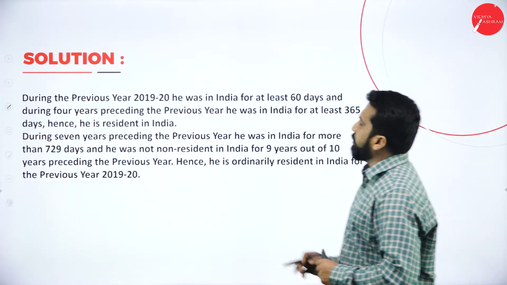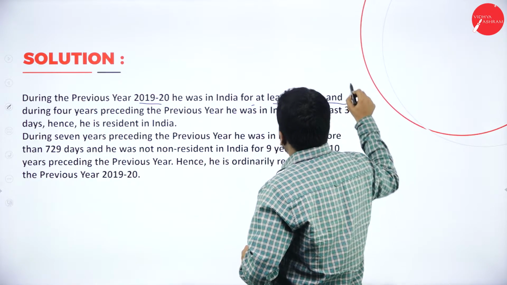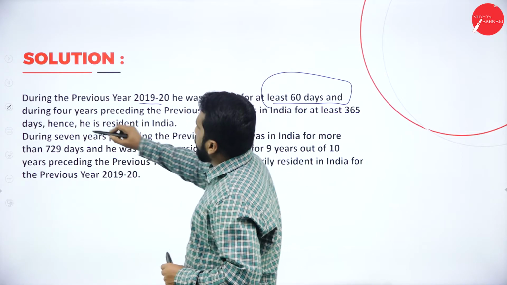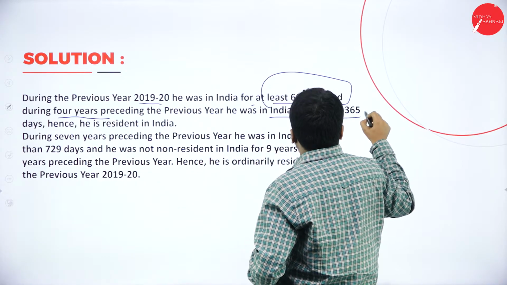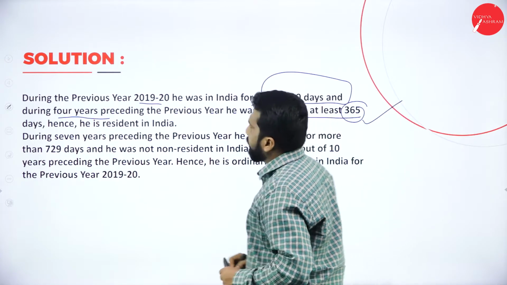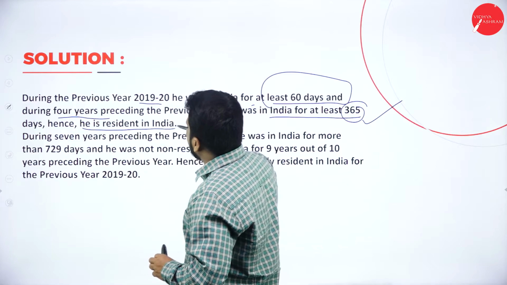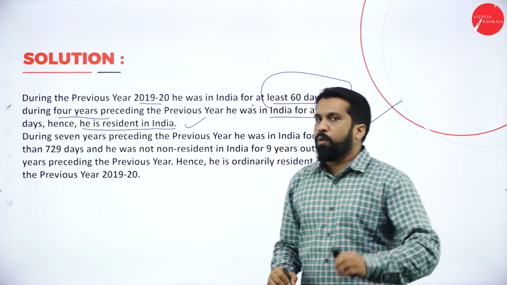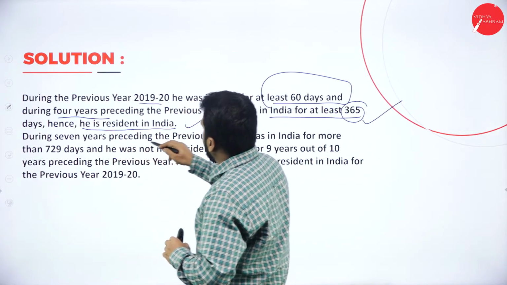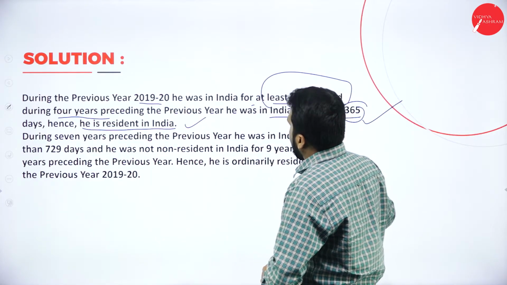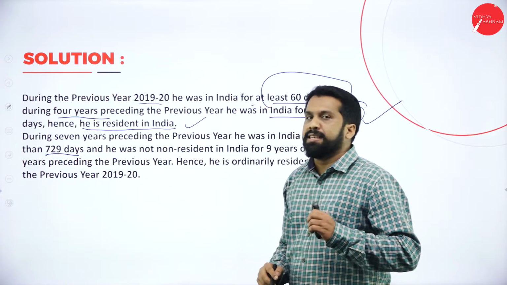As per the answer, during the previous year, he was in India for at least 60 days. And during the 4 years preceding, he was in India at least 365 days. The condition is fulfilled. Hence, he is resident in India. Very simple. Now, during the 7 preceding previous years, he was in India for more than 729 days. Yes, the answer is yes.